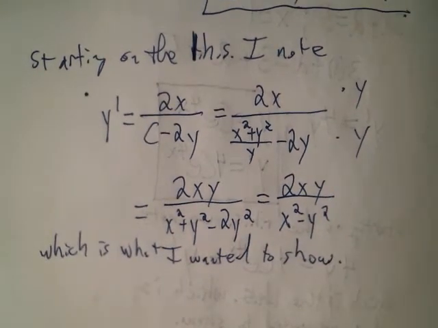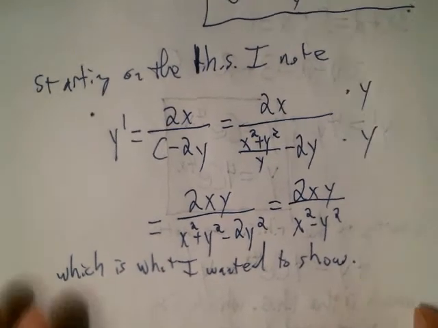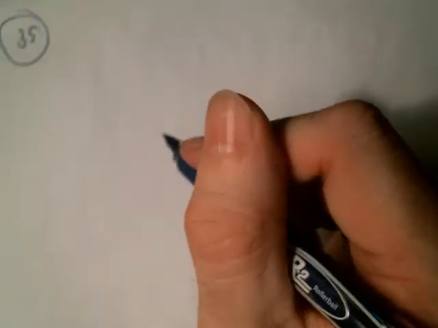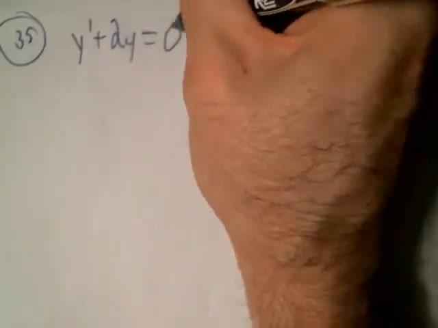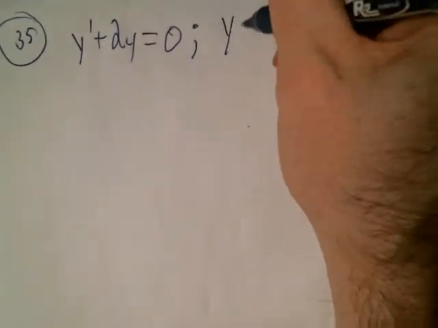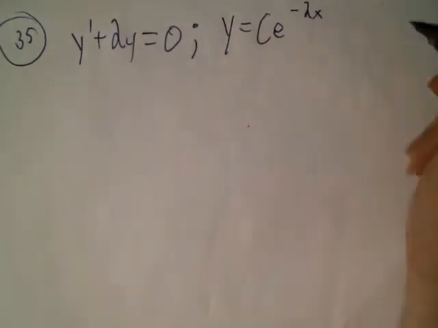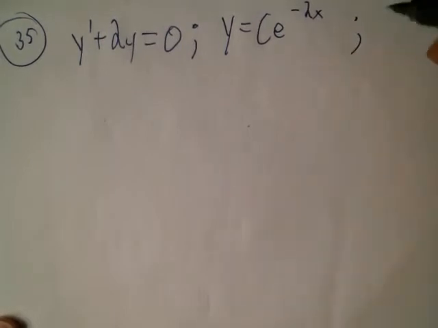Okay, so that's probably as hard as it'll get. Let's maybe take a look at another one, 35. This time we want to verify the solution and find a particular solution. So they give us y prime plus 2y equals 0, and want to verify y equals c e to the negative 2x as a solution. Then we also want to find the particular solution associated with 0, 3.